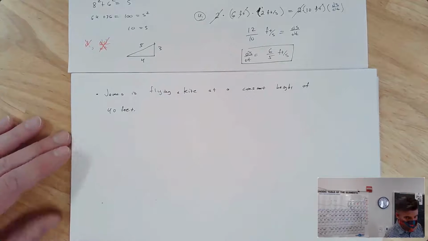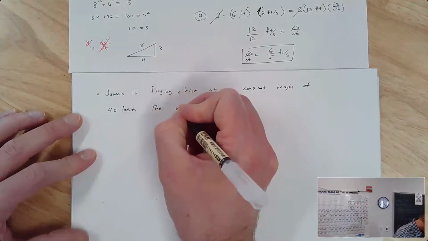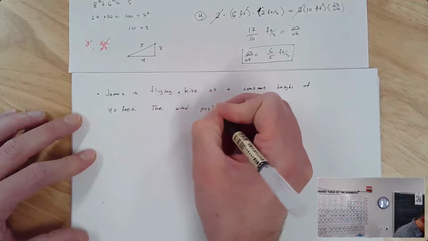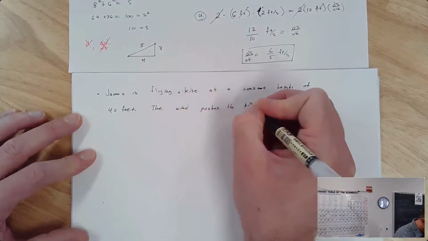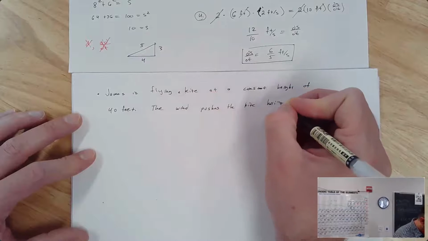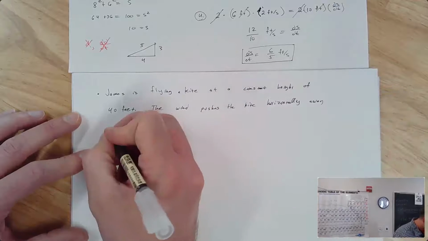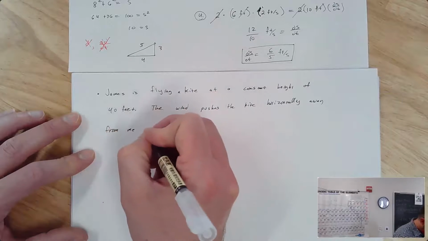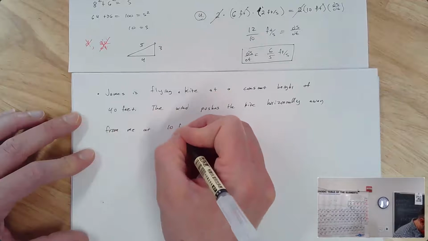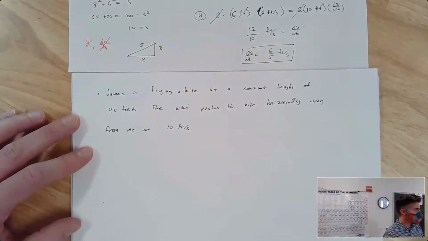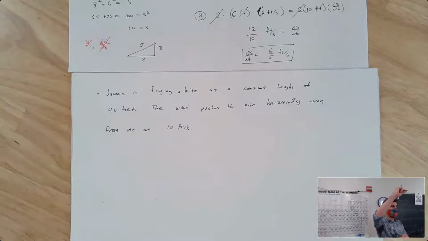But the wind comes up. The wind pushes the kite horizontally away from me at 10 feet per second. So the idea here is, right, the kite is at some height and it's moving just away from me this way, but it's not changing its altitude. It's still staying at the same height. I know it's not very realistic, but neither are any math questions you're ever going to see.